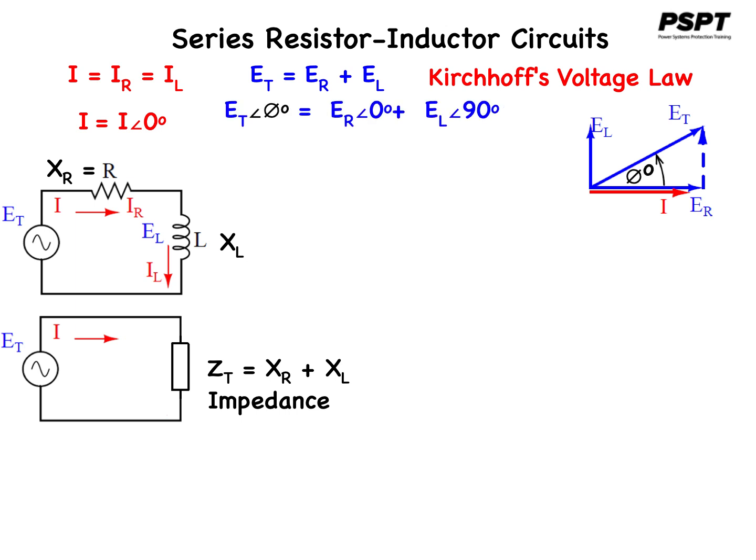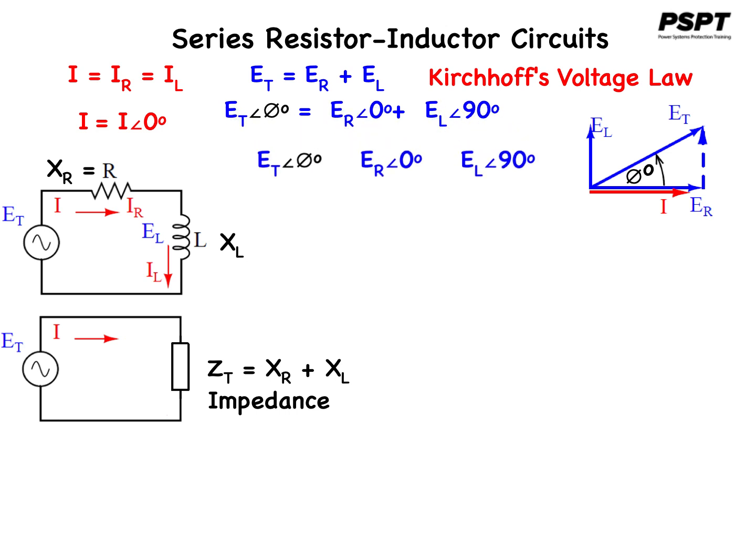We can rewrite our Kirchhoff's voltage law equation using polar notation. This time, I will rewrite the angles of the phasors, which means that the phasor ET, the source voltage, will be the sum of the phasors ER plus EL, which is ER at 0 degrees plus EL at 90 degrees, giving us the result of ET at phi degrees, as I've indicated in the diagram.